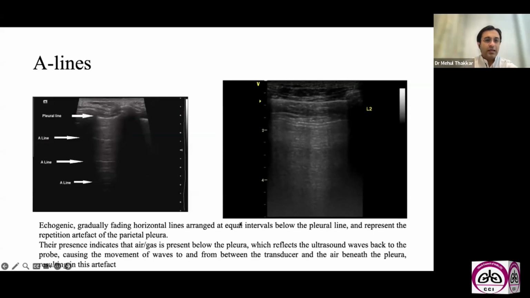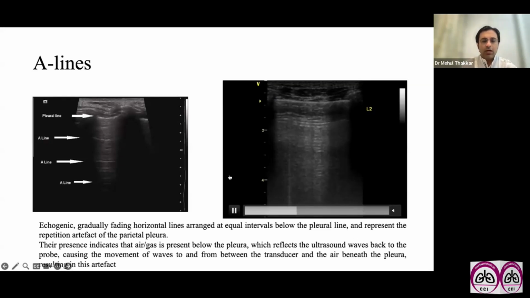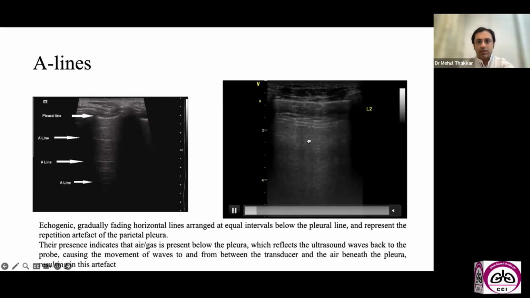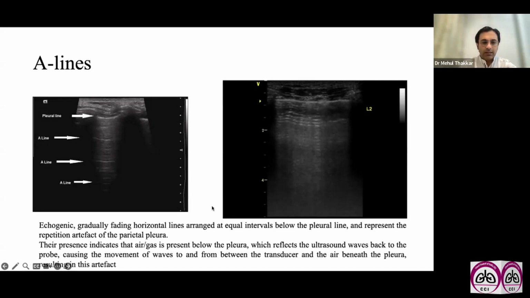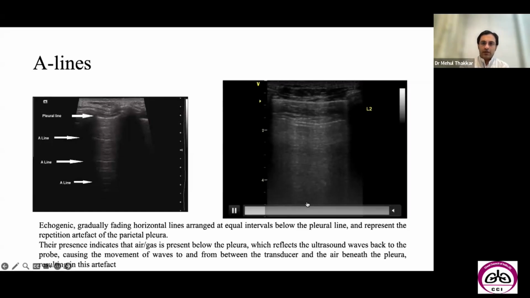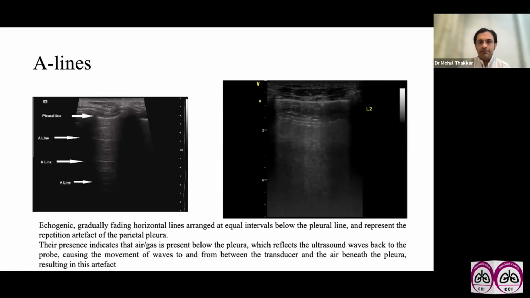Then we have something called the A lines. You should be able to identify the A lines. They are echogenic lines that gradually fade horizontally below the pleural line. So this is the shiny pleura that you see, and below that the horizontal lines that you see are called the A lines. Their presence indicates an air-gas interface below the pleura, which reflects the ultrasound waves back to the probe, causing the movement of the waves to and fro between the transducer and air beneath the pleura, resulting in this artifact. So this is the A lines artifact.